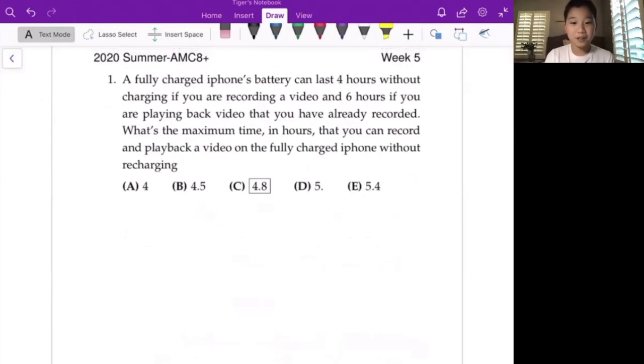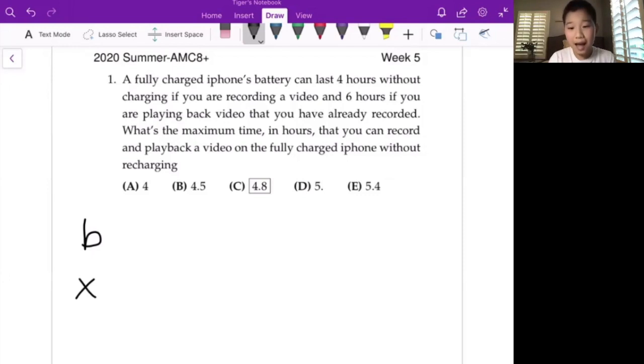Problem 1. A fully charged iPhone's battery can last 4 hours without charging if you're recording a video, and 6 hours if you are playing back video that you have already recorded. What's the maximum time in hours that you can record and play back a video on the fully charged iPhone without recharging? So for clarity, let's make the amount of battery that the iPhone has when it's full B. And also, let's denote the maximum time that you can record the video as X.